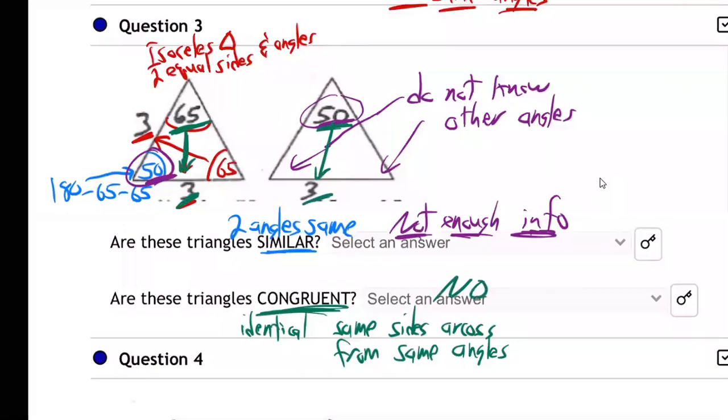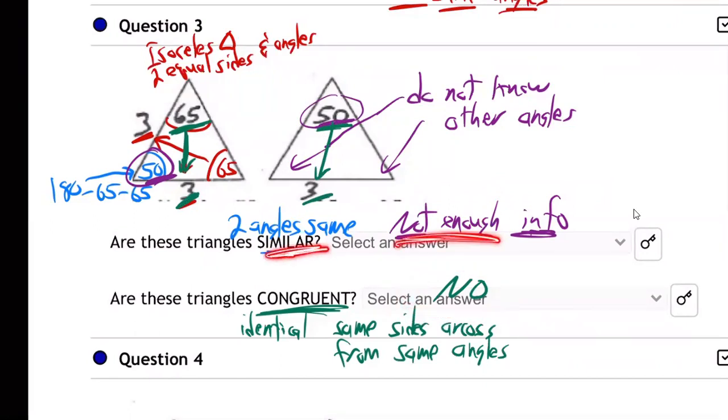No way. We can say no way for sure. We don't say not enough information. We say no way. Why? Because already we know enough to rule it out. They have a 3 across from a 50, and here a 3 across from a 65. No way. You've got to have the same sides across from the same angles to be identical, to be congruent. So they are for sure not congruent, not identical.